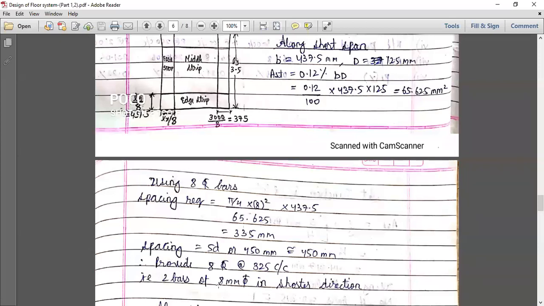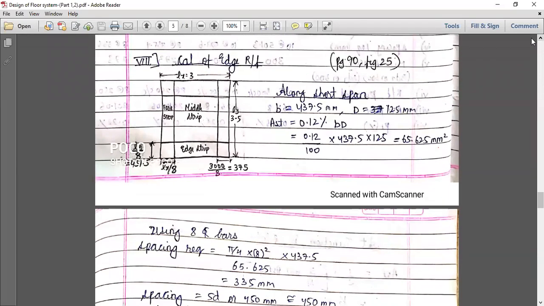The width is 437 only, so that is the reason I have written, therefore provide 2 bars in the shorter direction. The width is 437 and the spacing is coming 335, so let us provide 2 bars. In terms of number of bars you can write, or in terms of spacing you can also write, no problem. Is this clear, everyone? Along the short span. Yes or no?